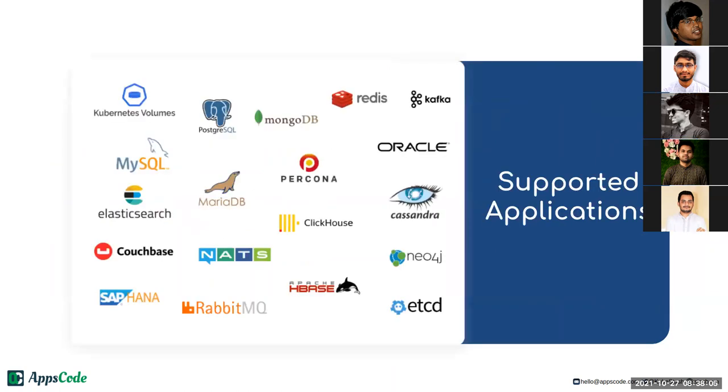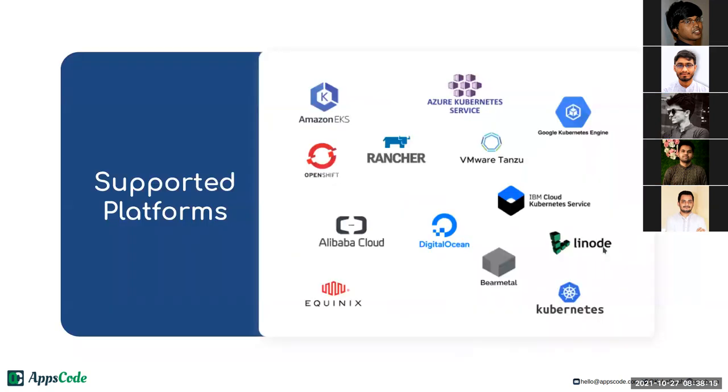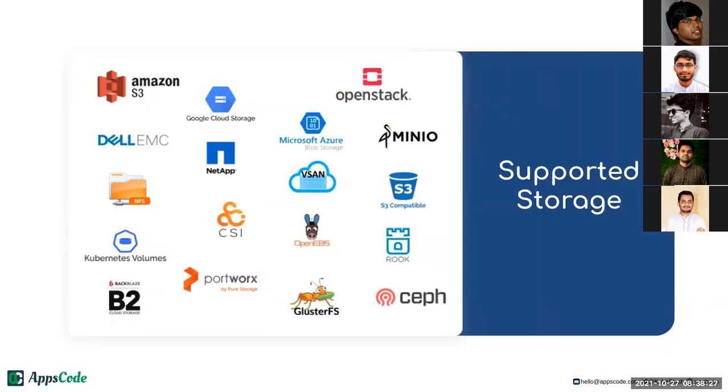Here are the supported applications. What can you backup with Stash? You can backup your Kubernetes volume, PostgreSQL, MongoDB, Redis databases, and many more. These are the supported platforms. You can deploy Stash in any Kubernetes cluster like GKE, Amazon EKS, Rancher, etc. These are our supported storages. You can store your backup data in any S3 compatible storage, Google Cloud Storage, Microsoft Azure Storage, etc. You can also store your backup data in a network file system or NFS.